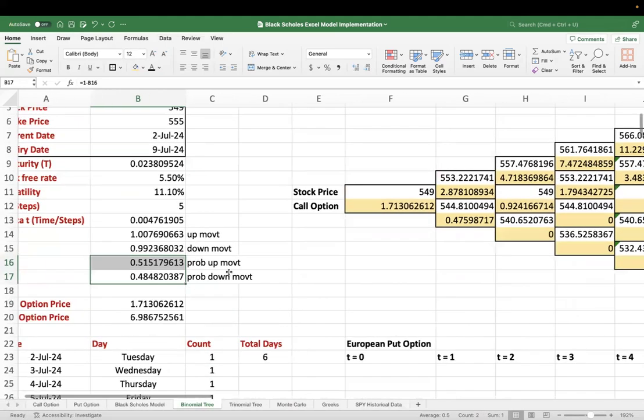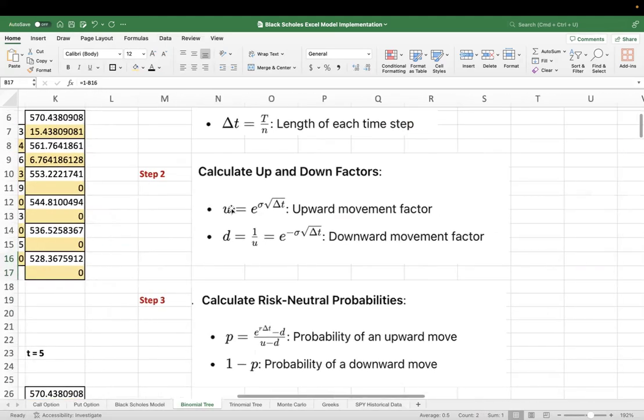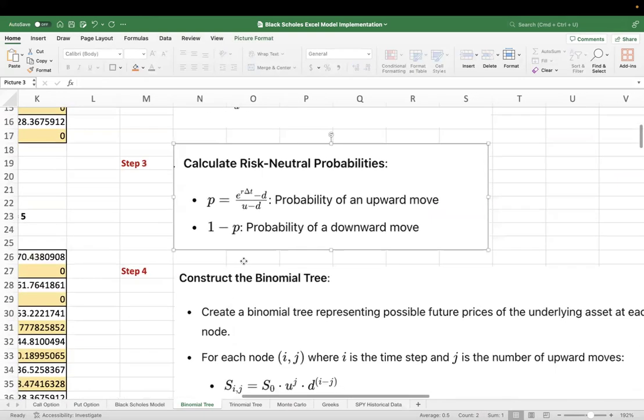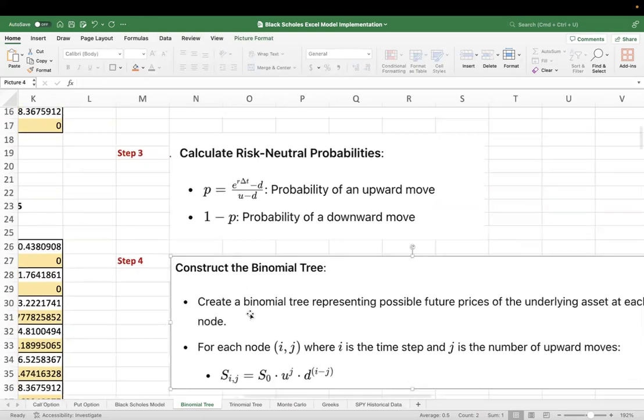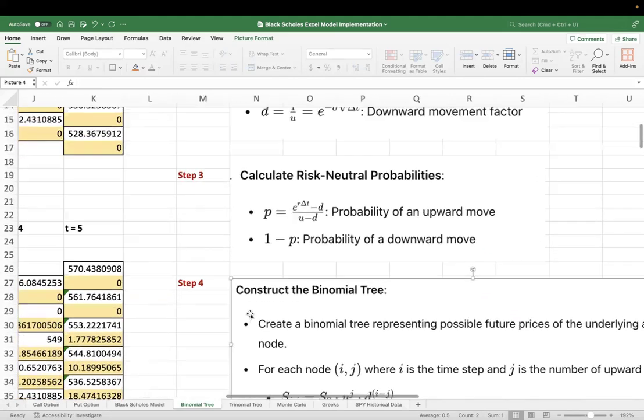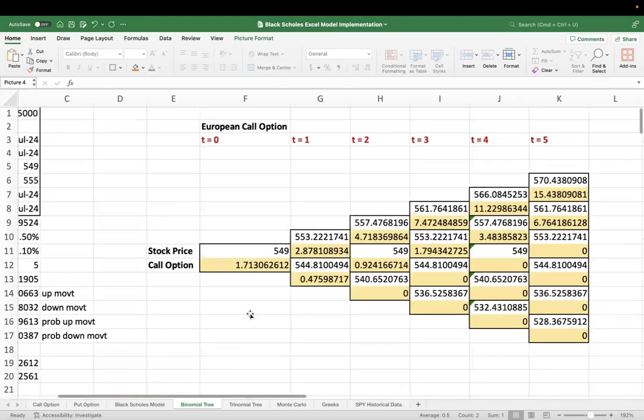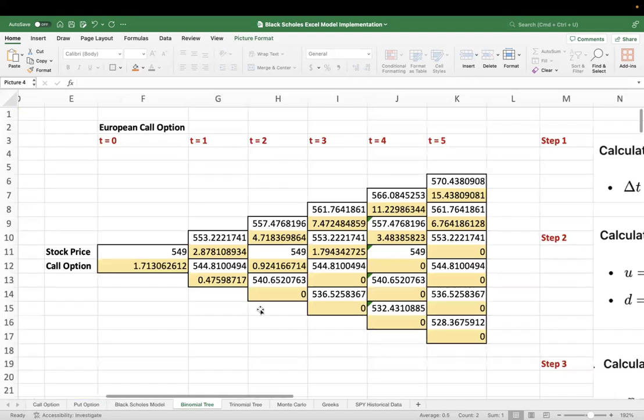Okay, so now everything is done. All the pieces are done. Step 1 is done, step 2 is done, step 3 is done. Now the step is to construct the binomial tree. How will we construct it? Let's see the call option.